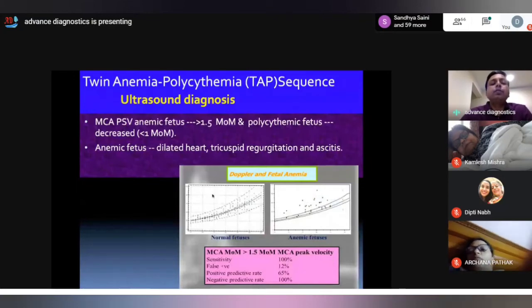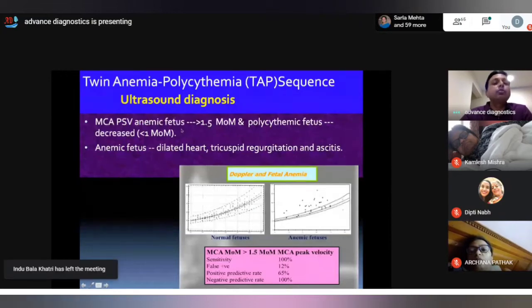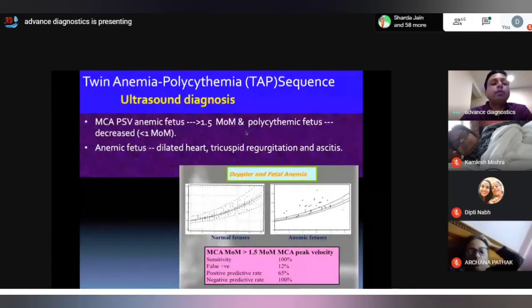That is why the guideline has included MCA PSV. If you see more than 1.5 MoM MCA PSV, then that fetus is anemic, and if it is less than 1 MoM, then it is polycythemic. So you must do MCA PSV Doppler in every monochorionic pregnancy, each time they visit you after 20 weeks.